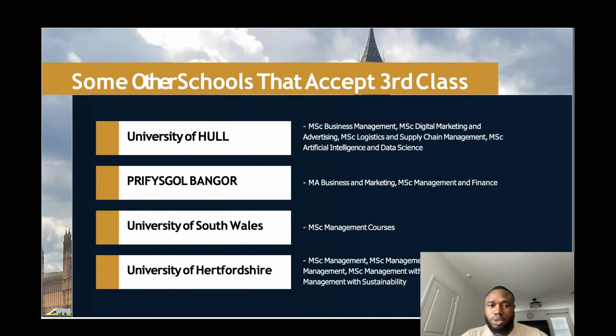Some other schools that accept third class: University of Hull, with specific programs in business management, digital marketing, advertising, logistics and supply management, artificial intelligence, and data science. For Bangor University, MA Business Marketing and MSc Management Finance. For University of South Wales, the only program that allows third class is MSc Management courses. And then University of Hertfordshire, you have the MSc Management with Logistics and Supply Chain, MSc Management with Digital Marketing, and MSc Management with Sustainability.